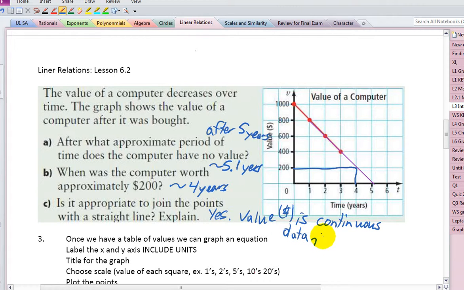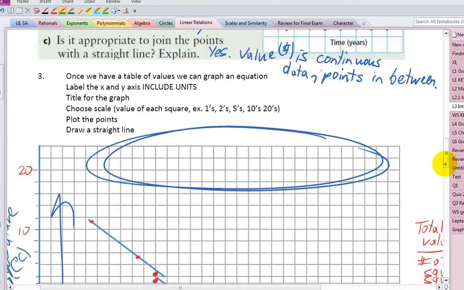Which means that there's points in between, right? Decimal points. Okay, and money's always like that. Money is always continuous because of the decimals. Any questions? Okay.